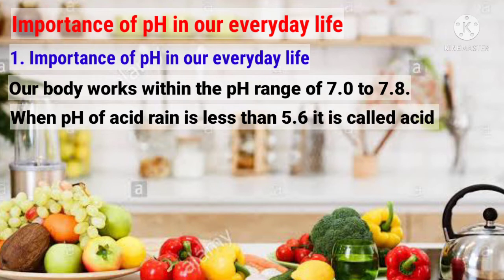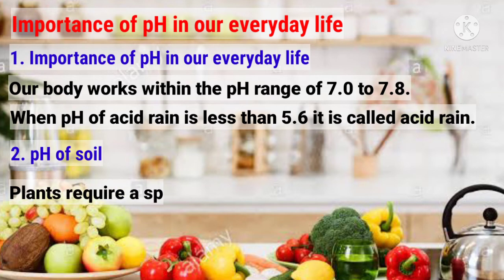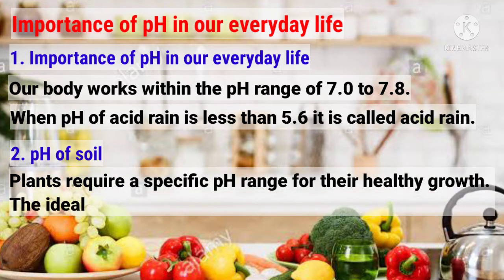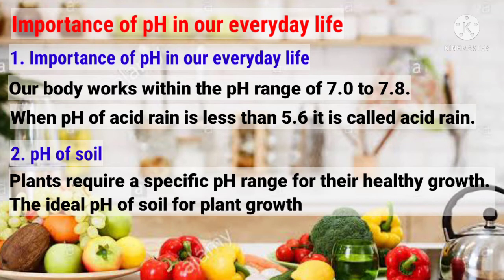When this acid rain combines with river water, it reduces the pH of that river water. Due to the reduction in the pH of river water, the river water becomes acidic, which makes the survival of aquatic life very difficult. The pH also plays a very important role in the growth of plants. The pH of soil should be in the range of 5.5 to 7.0 for the healthy growth of plants.